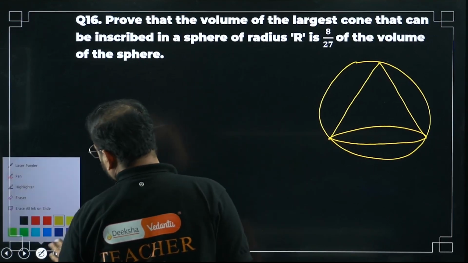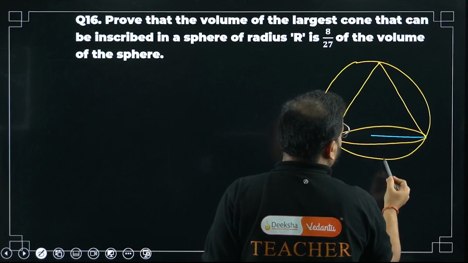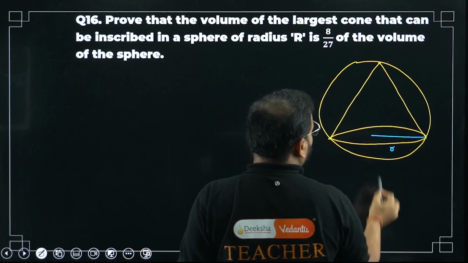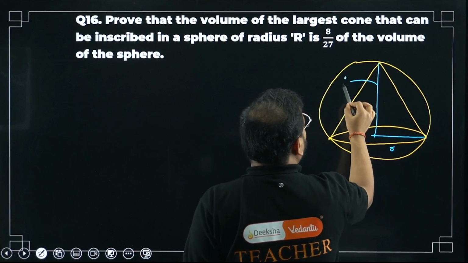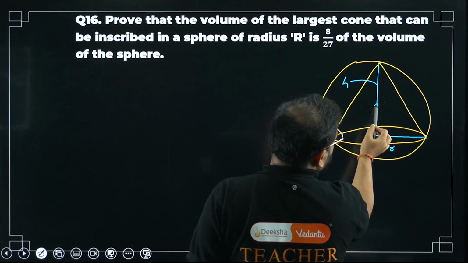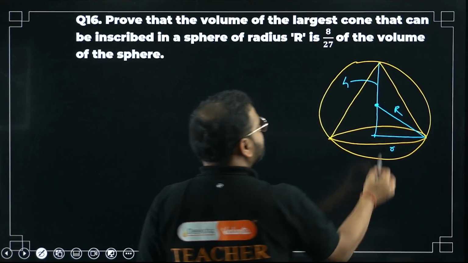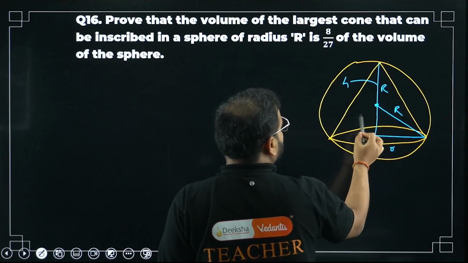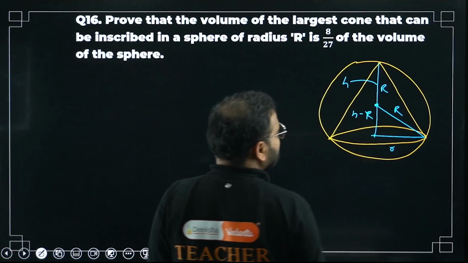Let's write the features of those figures right now. So let's call this the radius, small r, for the cone. This is the height, okay. Somewhere here will be some center. So this is going to be what? The radius of the sphere. This also is the radius. What is this value, sir? This value is h minus capital R.